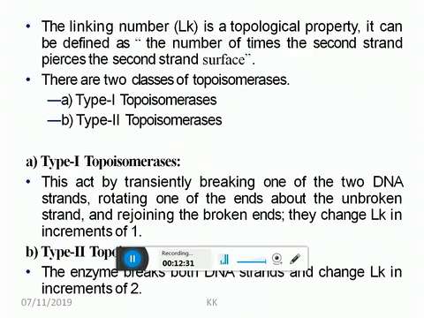Type 1 topoisomerase acts by transiently breaking one of the 2 DNA strands, rotating one of the ends about the unbroken strand, and rejoining the broken ends. They change the linking number in increments of 1. The first break is 1, and then the second break increments it to the number 2.